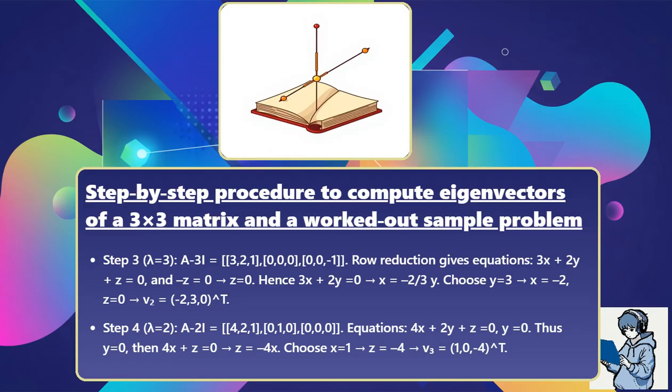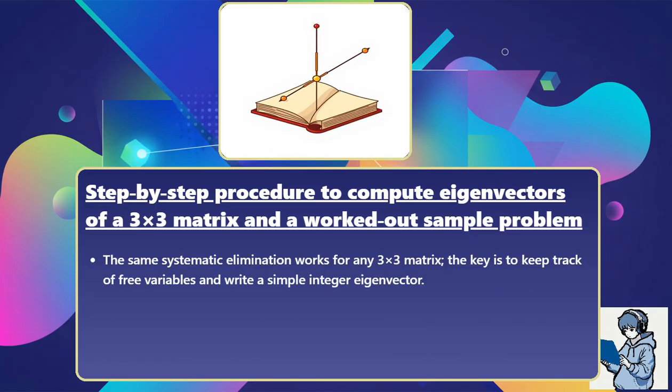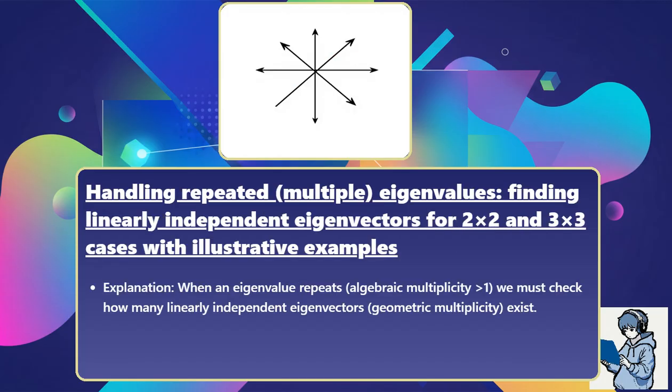The same systematic elimination works for any 3 by 3 matrix. The key is to keep track of free variables and write a simple integer eigenvector. When an eigenvalue repeats, that is, its algebraic multiplicity is greater than 1, we must check how many linearly independent eigenvectors, also called the geometric multiplicity, exist.